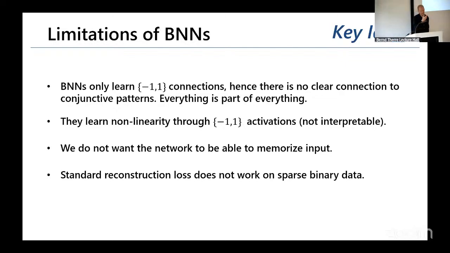Now, this game we already played a little bit on the previous slide. These binarized neural networks only learn a minus 1 type of pattern. There's no clear, strict connection to conjunctive patterns. This is also where the noise messes things up. Nonlinearity, that is the minus 1. Nonlinearity is great for expressivity, but not for interpretability. We want to have things strictly interpretable, so we want to get rid of that.